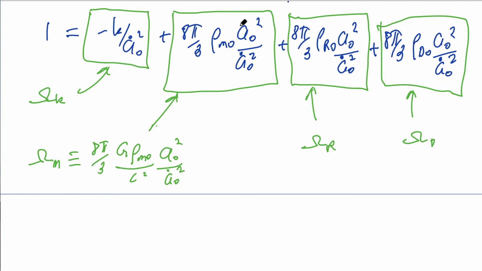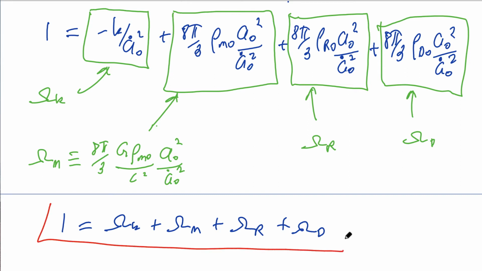Now, from this equation, we can see that all of these constants are linked together by the equation 1 equals omega k plus omega m plus omega r plus omega d. So, in particular, these four constants are not independent from one another.